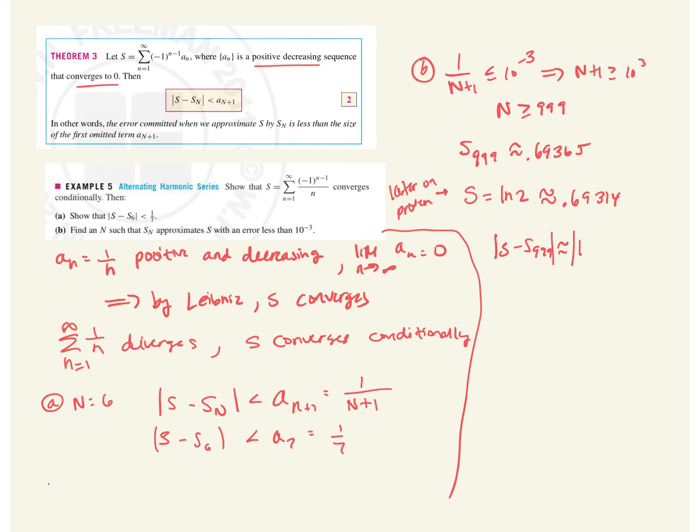So therefore, the absolute value of S minus S sub 999 is approximately the same as the absolute value of ln 2 minus 0.69365. And this is approximately equal to, if I do those two subtractions, 0.0005, which is less than 10 to the negative third power. Okay.